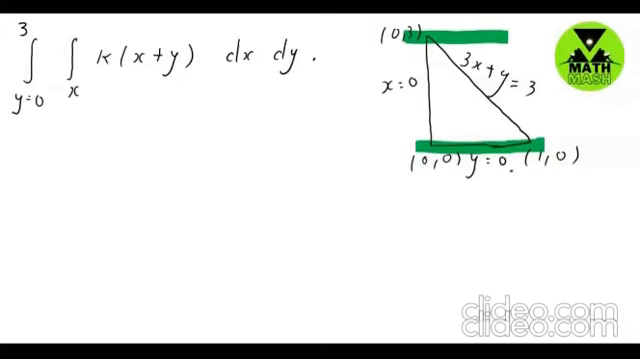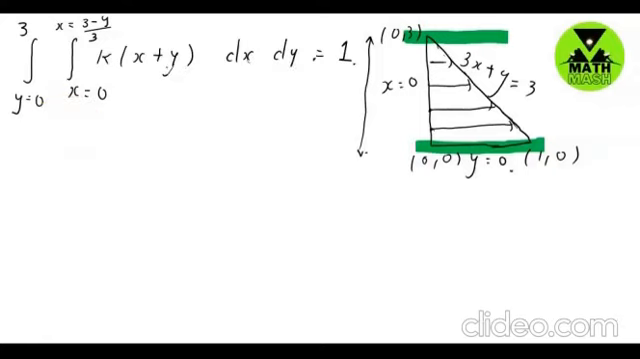So when y is varying from 0 to 3, how is x varying? For x values, we move from left to right. The leftmost points lie along the line x equals 0, and the rightmost point lies along the line 3x plus y equals 3. So from here the value of x is (3 minus y) by 3. In this way we can integrate this function. Now we have to set this equal to 1 and find the value of k.